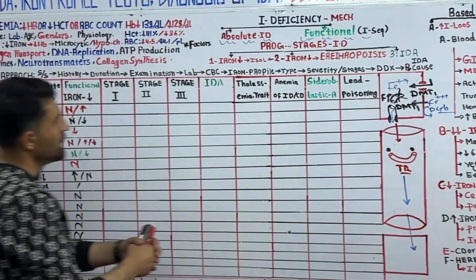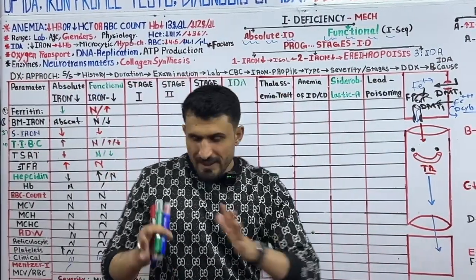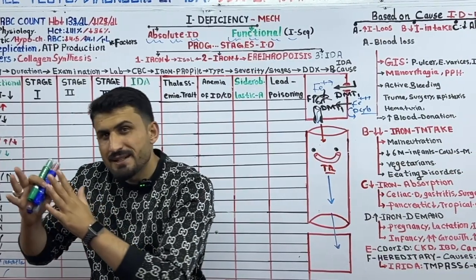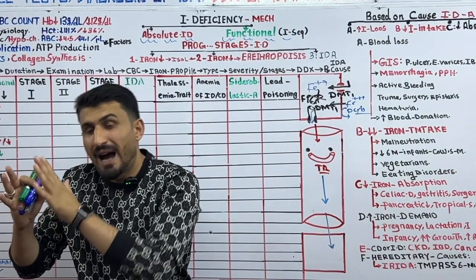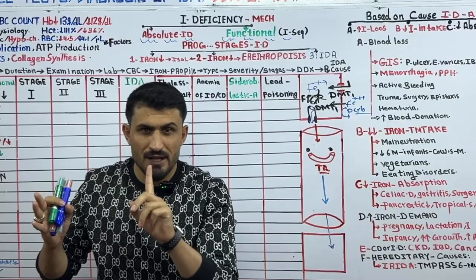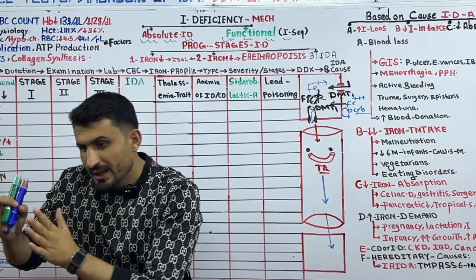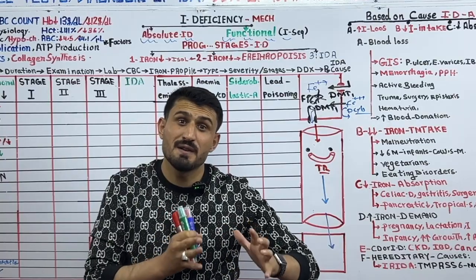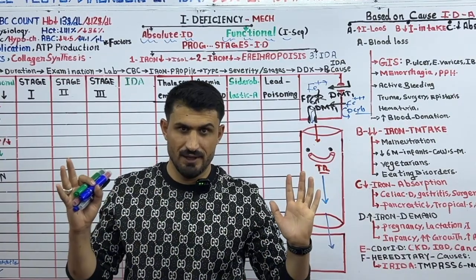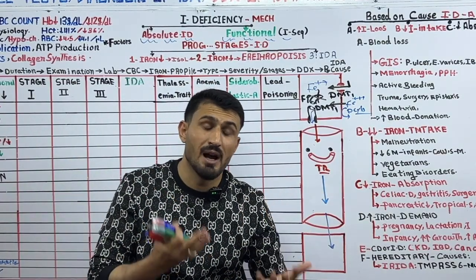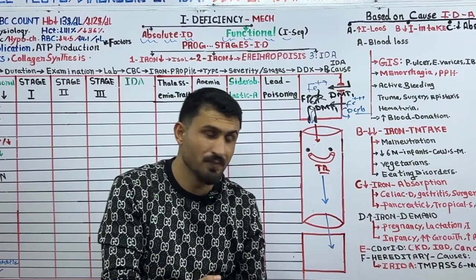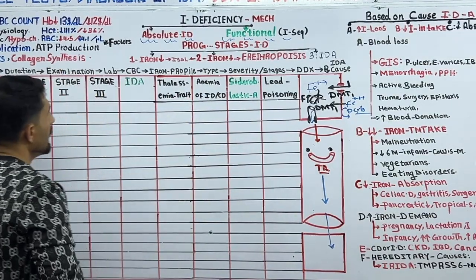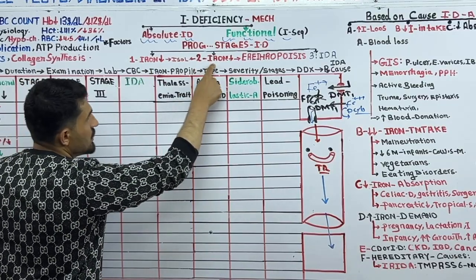So now we have different stages that a patient who has iron deficiency, not iron deficiency anemia, slowly enters. He slowly enters the phase in which iron deficiency anemia develops, and signs and symptoms of iron deficiency anemia develop. So what are these stages? Stage 1 and stage 2.